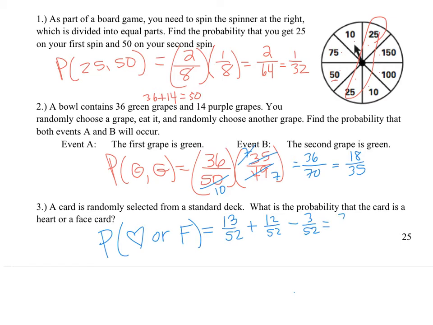So we'd have 22 out of 52. Or if you choose to reduce, 11 out of 26.